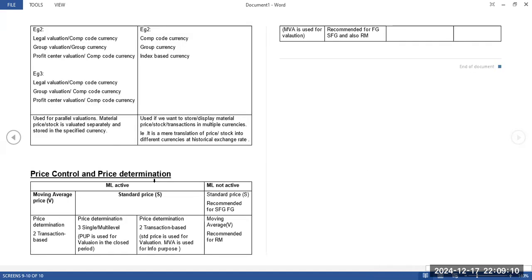Price control and price determination, moving average. This is the price determination. This is transaction based. Whenever there is an inward movement of goods, the price average will change. That's why it moves. Either it will go down or up, depending on the pricing that you strike with the vendors. When the material ledger is active, the standard price determination, single or multi-level.